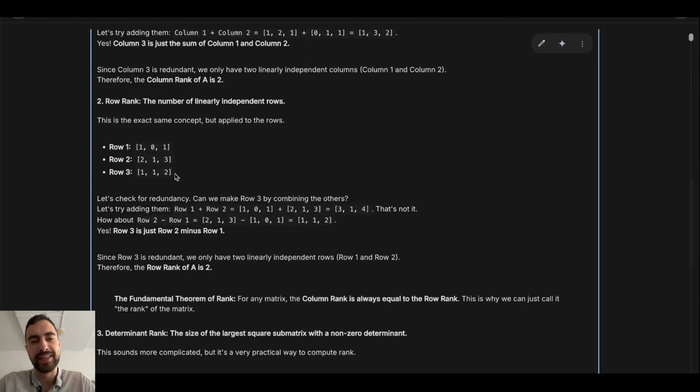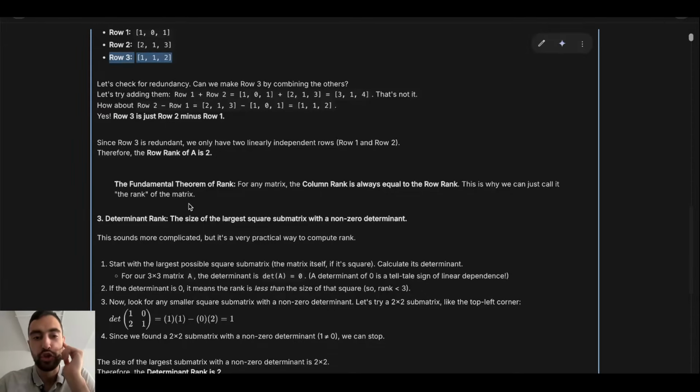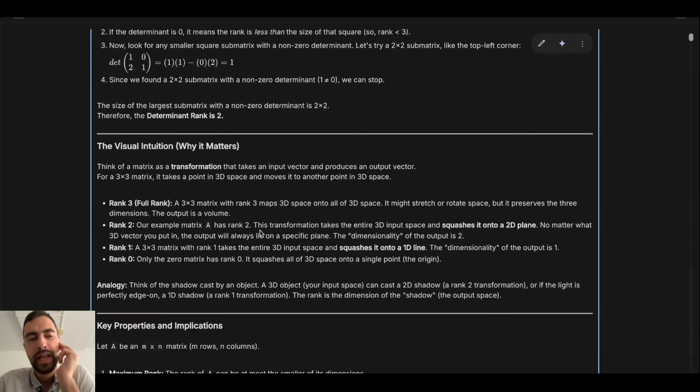So if this was your attention matrix, for example, attention scores or weights, this you don't need to do. This would be unnecessary wasted computations. So for any matrix, the column rank is always equal to the row rank. This is why we can just call it the rank of the matrix. And what does this rank mean graphically?